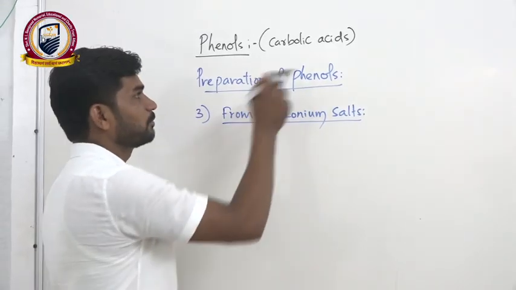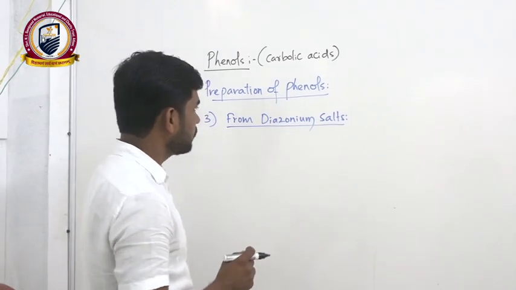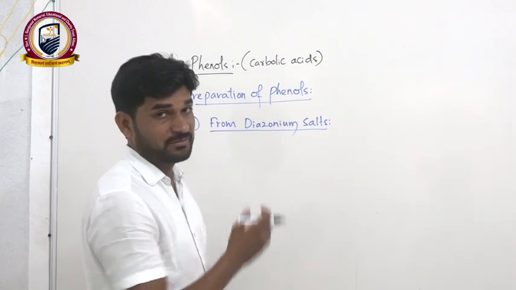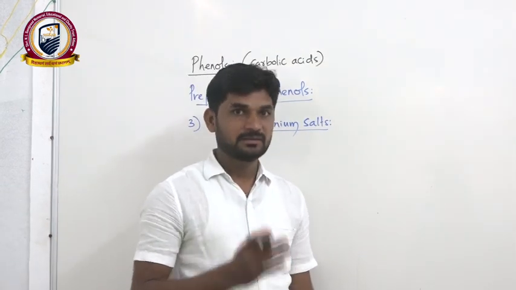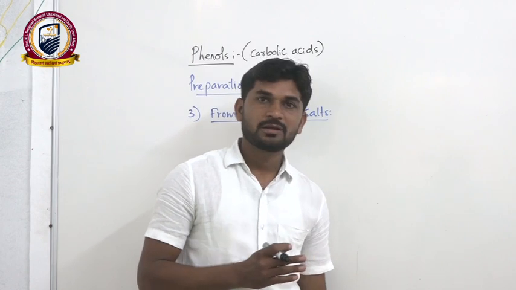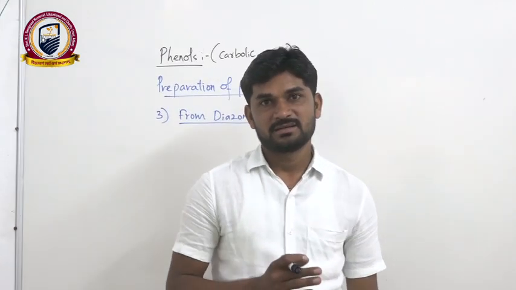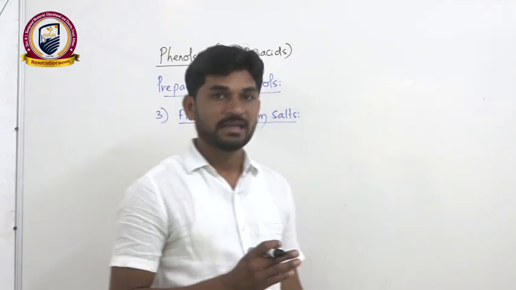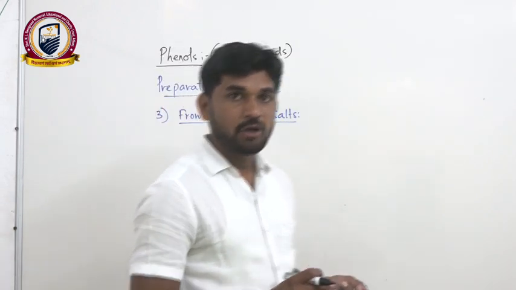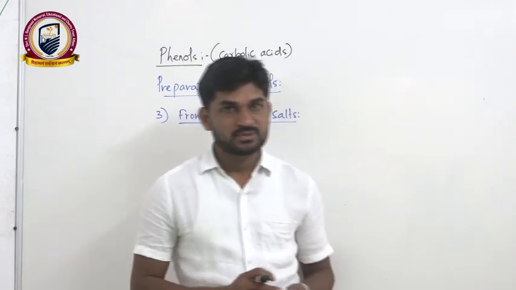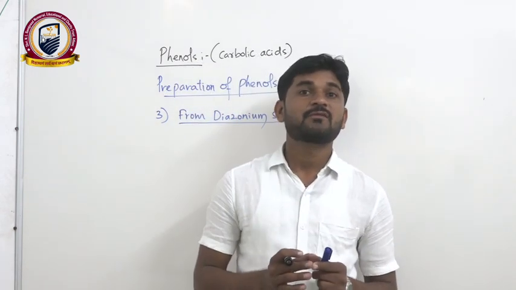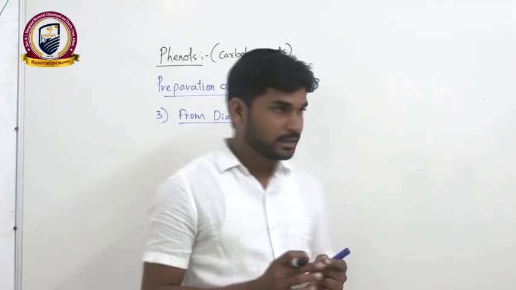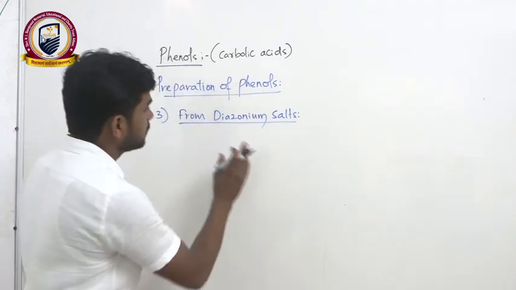So the third method for the preparation of phenols is from diazonium salts. You know what diazonium salts are from the first chapter of organic chemistry, right? I think in that chapter you have discussed the reaction called Sandmeyer's reaction. Sandmeyer's reaction was a method for the preparation of haloarenes with the help of aniline, where aniline is treated with nitrous acid. This nitrous acid is obtained from the mixture of sodium nitrite and HCl at room temperature, right? So here the same method we have to follow.